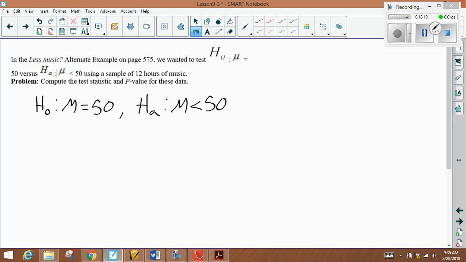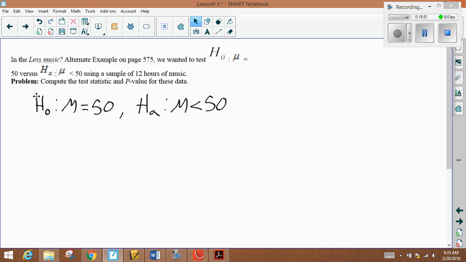We're not going to go through the entire process of inference. We're just going to compute the test statistic and p-value. First thing I'm going to do is calculate it on my calculator, and then I'm going to put all my stuff in my formulas. So I'll go calculator, then write all the formulas down, and then write my p-value.